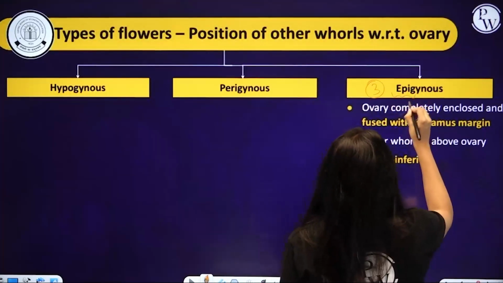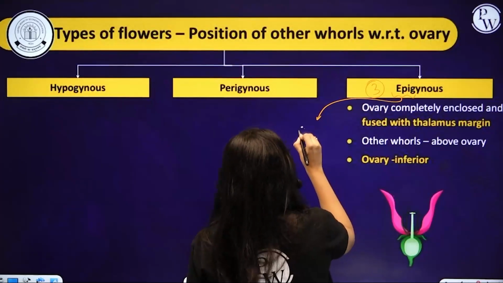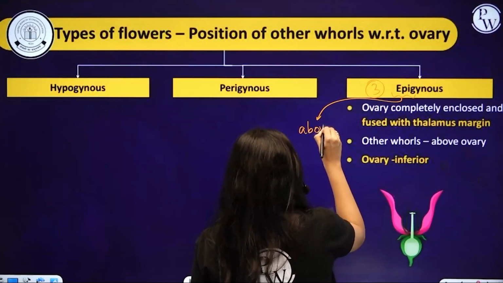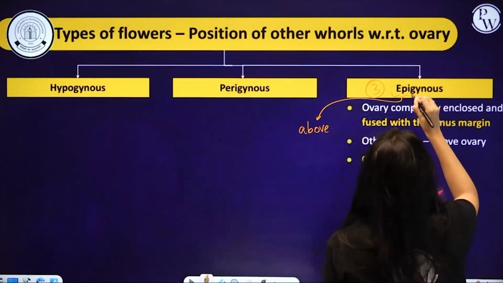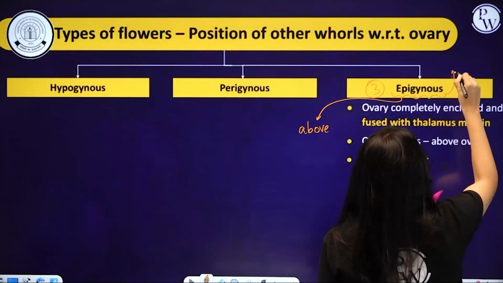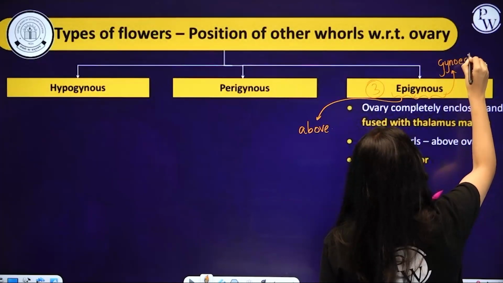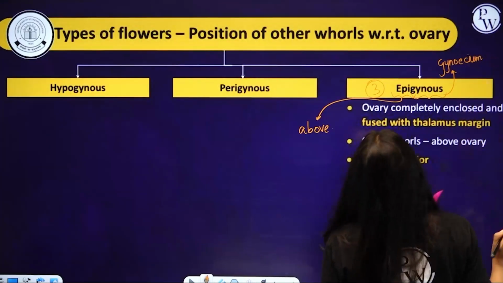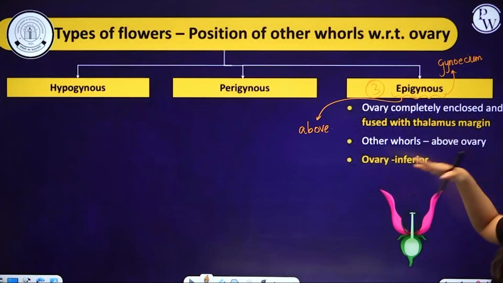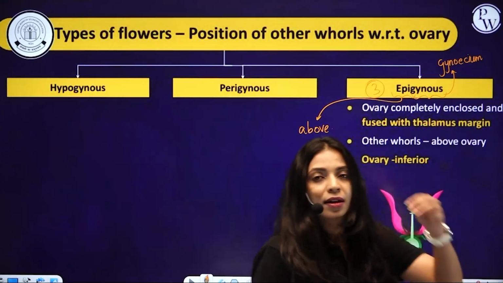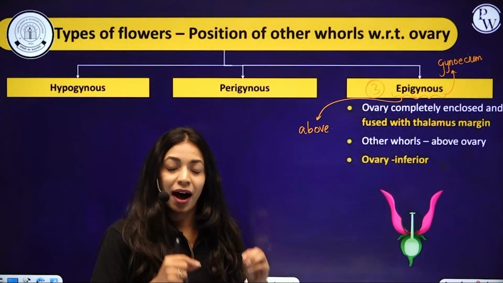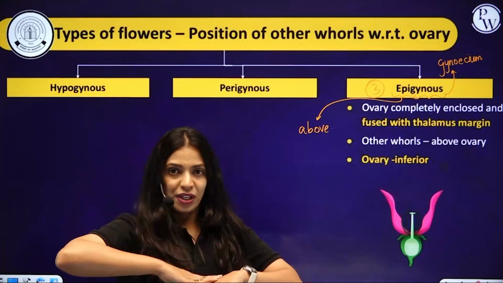Epi over here means above. Epi anywhere means above. Gynous here again refers to gynoecium. Okay. So in epigynous flowers, other whorls arise from above the ovary, on top of the ovary.